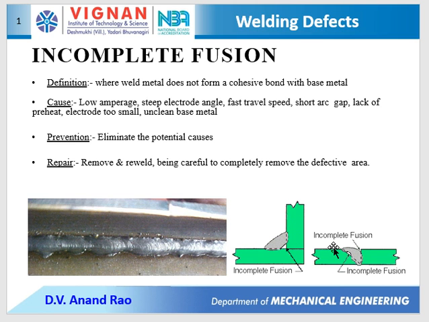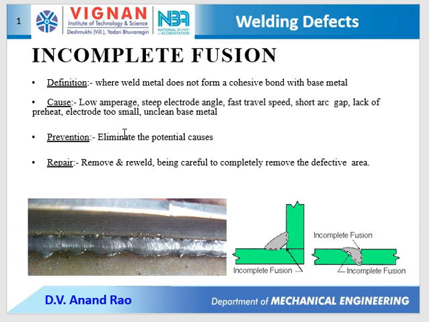The causes for this incomplete fusion zone are less supply of current and steep electrode angle, fast travel speed of electrode or the nozzle tip, short or gap between electrode and workpiece, lack of preheat, electrode too small, and unclean base metal. If we preheat the workpiece or parent metal, then we can eliminate this incomplete fusion defect. In case of every welding process, if we do cleaning of base metal, then we can remove many defects. We can avoid many defects.